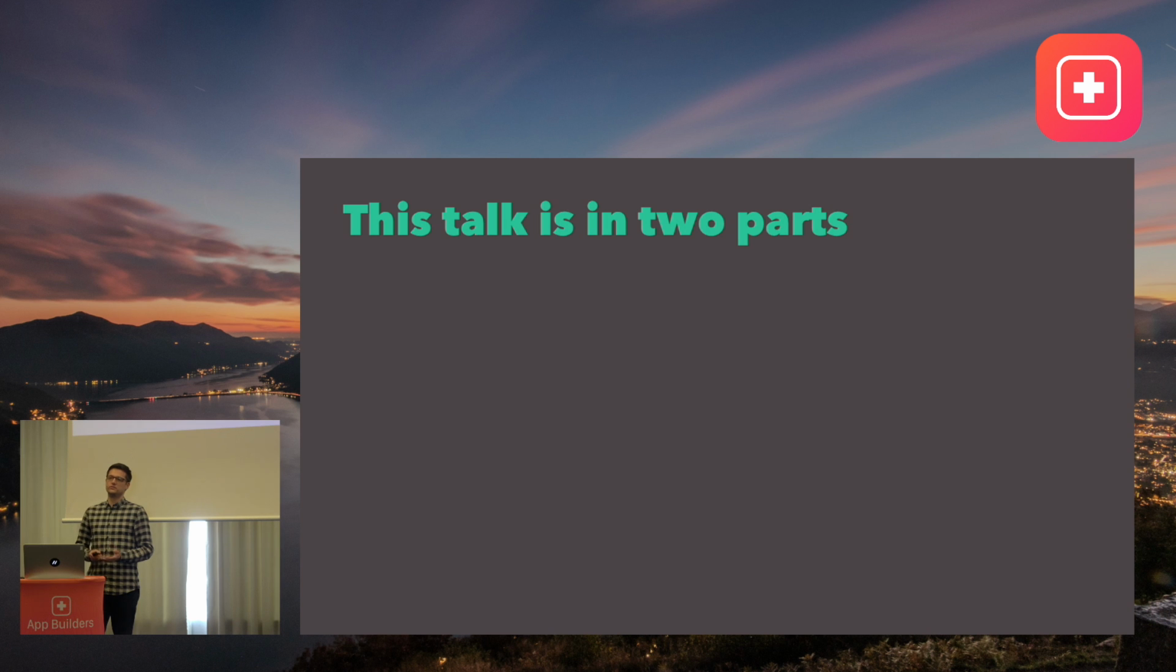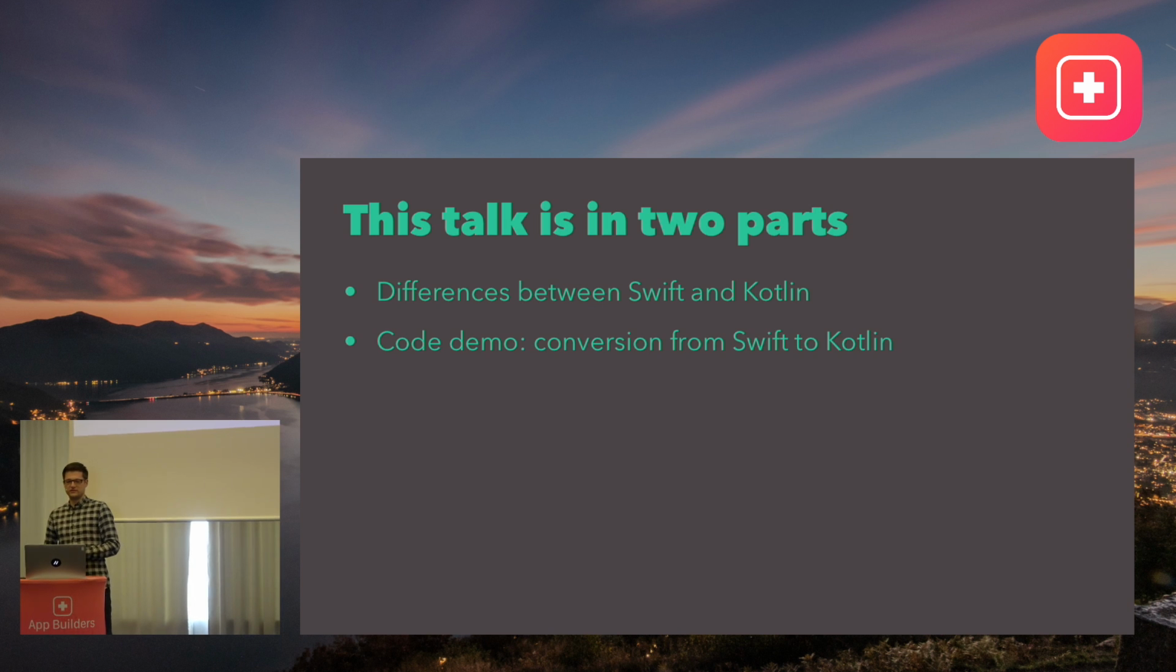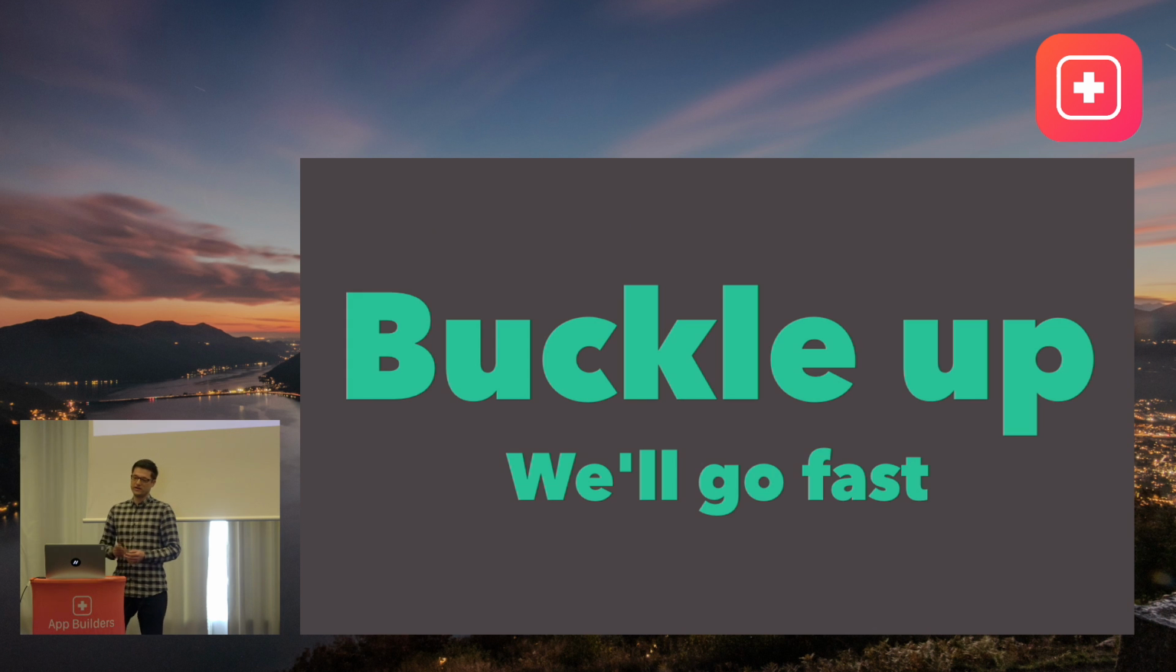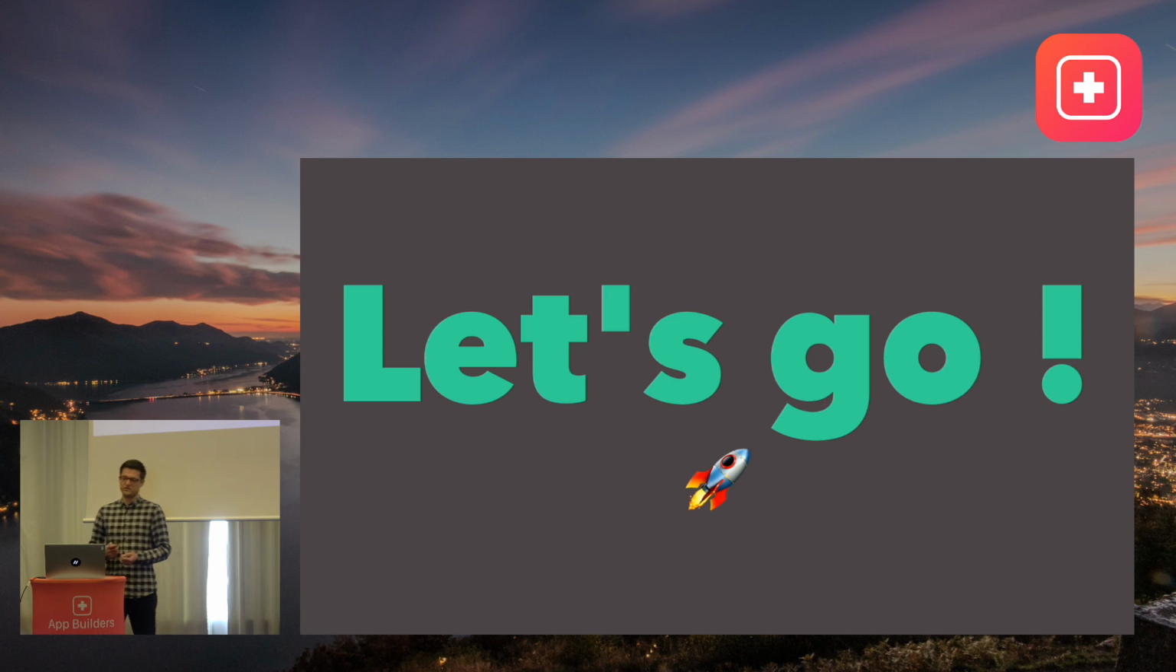So the talk is in two parts. First one, differences between Swift and Kotlin. So slides. We'll see the differences only, and what's similar we'll skip. It's not always one-to-one, so when I show something in Swift and something in Kotlin, it's not always exactly the same, but it's to give you an idea. Second part, code demo. So we'll take an iOS app in Swift and convert it to an Android app in Kotlin. So we have a lot to talk about today, so buckle up and let's go.